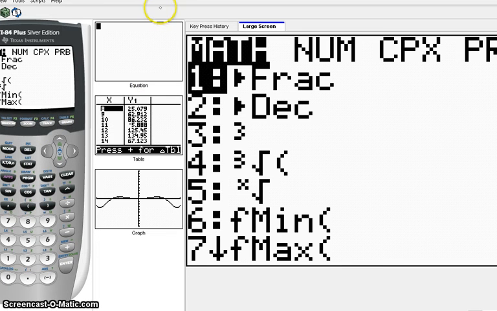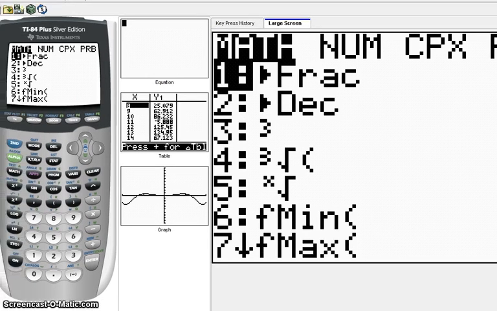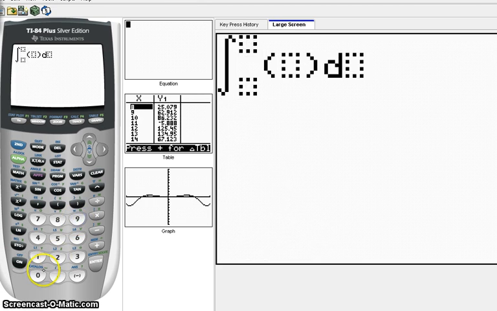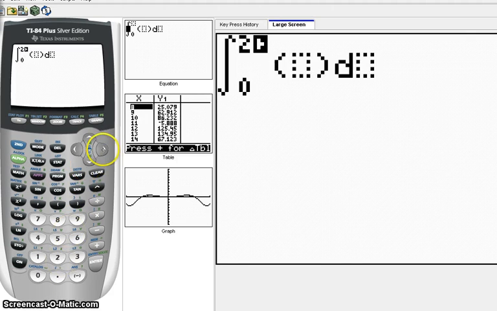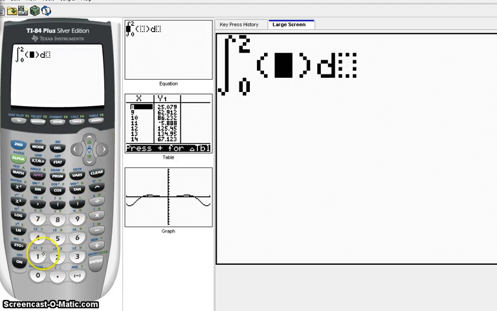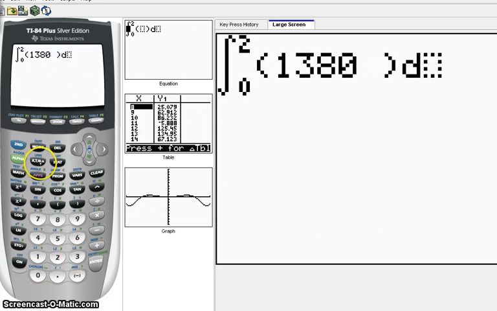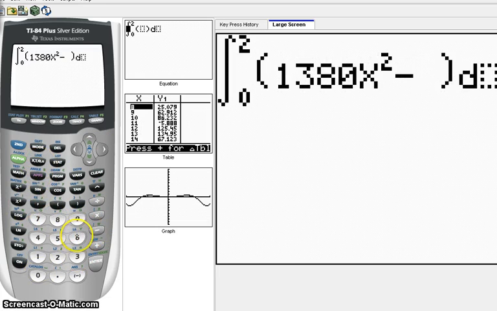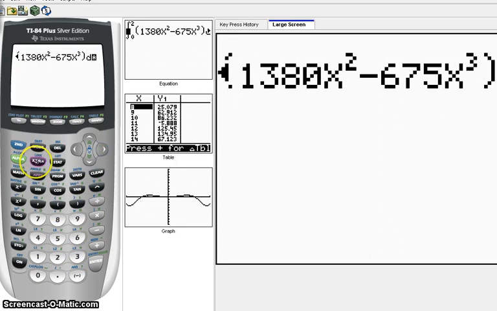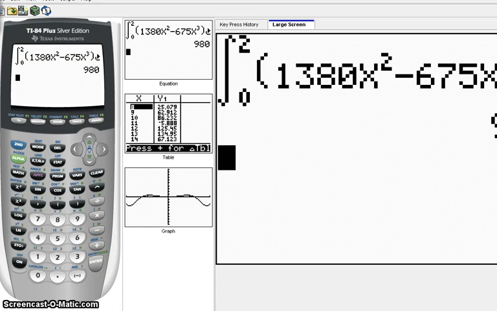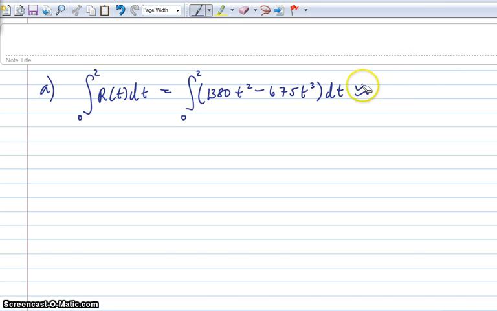We're on math, option 9. Let me move this over so you guys can see it. So math option 9, and we're going from 0 to 2, of our function, which in this case is 1380 t squared minus 675 t cubed, with respect to x, we do dx, and press enter, and we get 980. Really nice number, so I can lose the approximation symbols. So 980 people are in the auditorium at that particular time. So that's part A, pretty straightforward. You're just going to plug it into your calculator and get the answer.